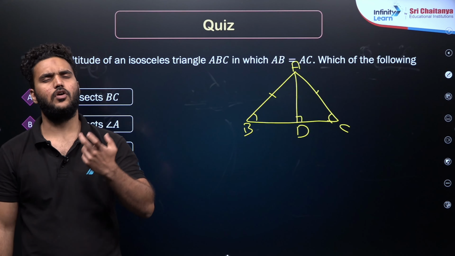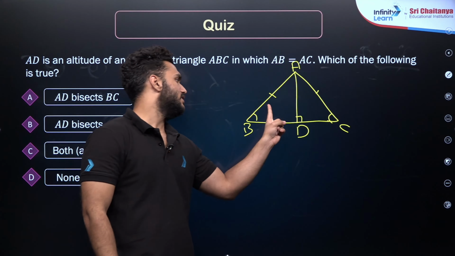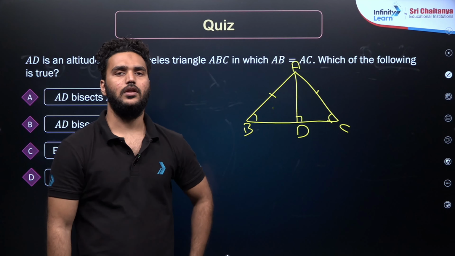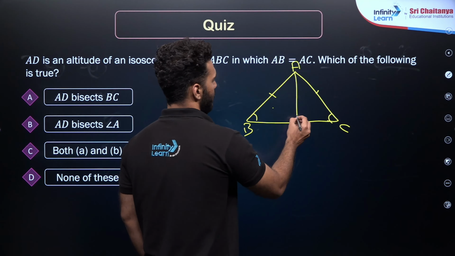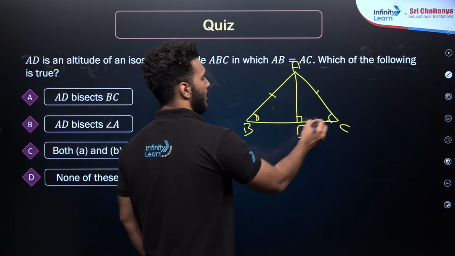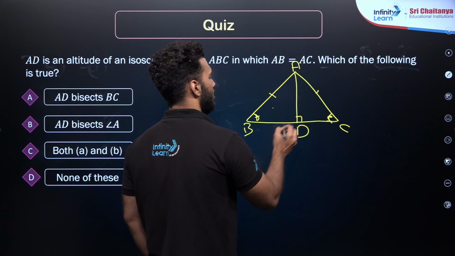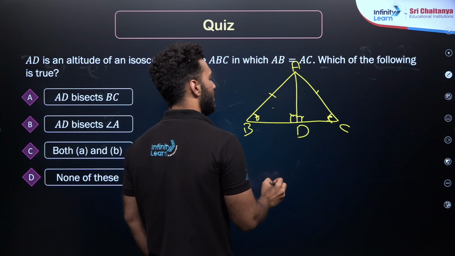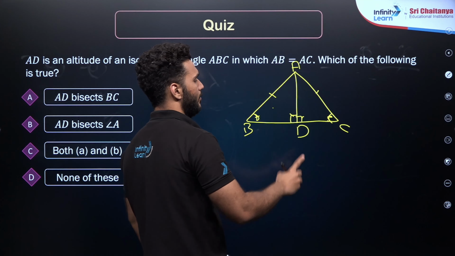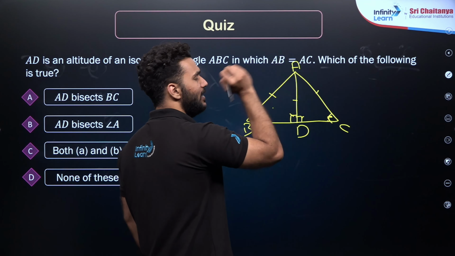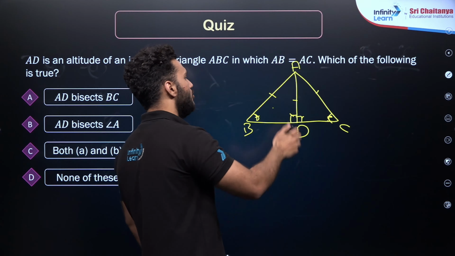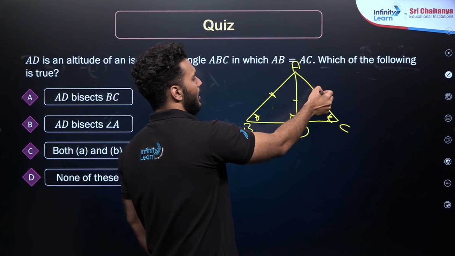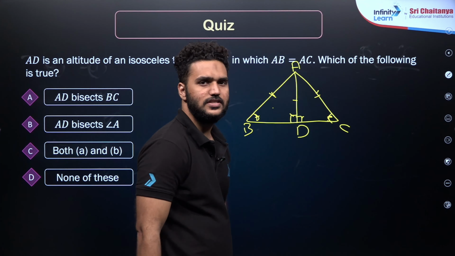Using CPCT or congruency of triangles. Do you see these two triangles? You can prove them equal. How, sir? See, this angle and this angle are equal. This angle and this angle are equal. And any line connected to them, you can prove that this line and this line are equal. AD is common. Or you can prove that AB and AC are equal, because it's an isosceles triangle.